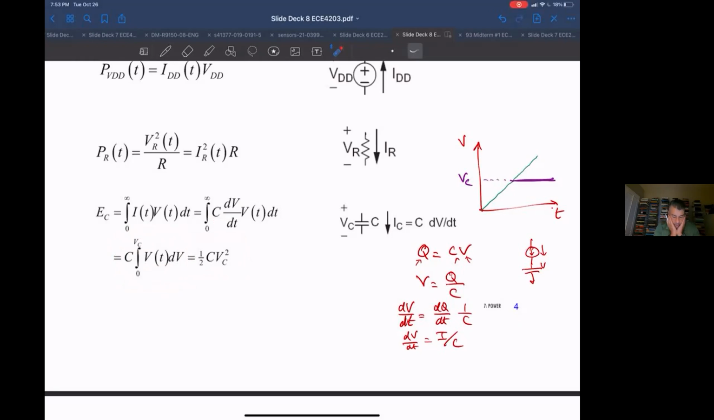Does that make sense? Yeah, so this would be C, what is this, V squared over 2 from 0 to VC, right? So it'll just be C VC squared over 2. Yep.